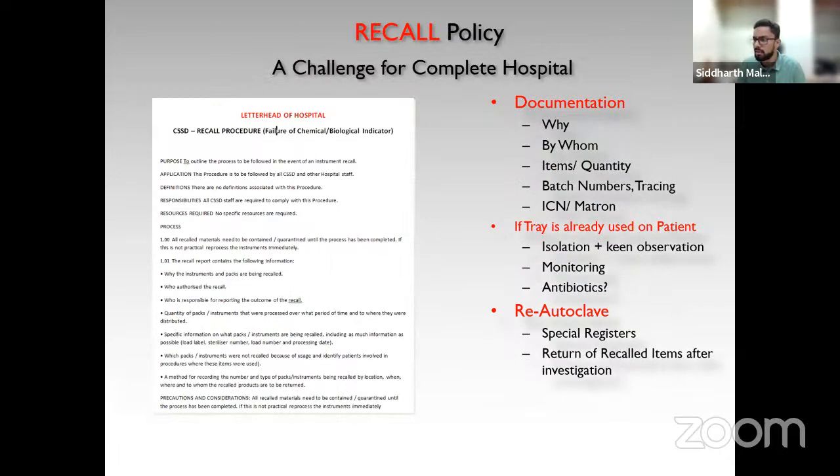A recall policy, this is a little documentation part. Just in case there is a failing indicator, a recall procedure has to be followed. Any of the NABH assessors who come to the hospital mandatorily ask whether you have a NABH recall policy. Your quality control person or your microbiologist or your CSSD technician should be aware of this. Even if he has not performed a recall per se, he should know what the procedure is for a recall.